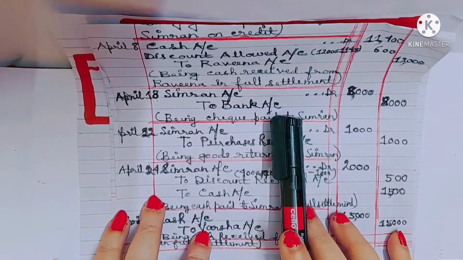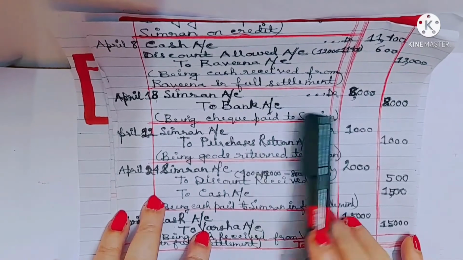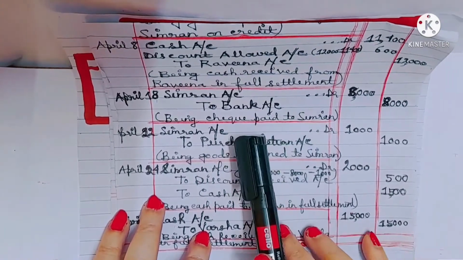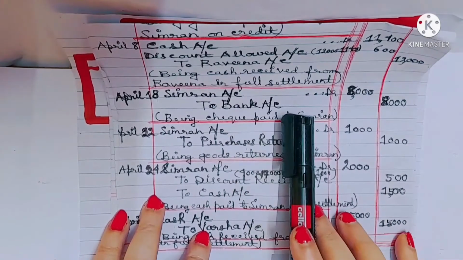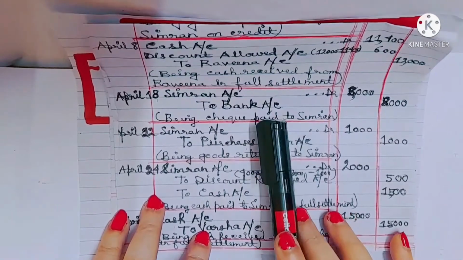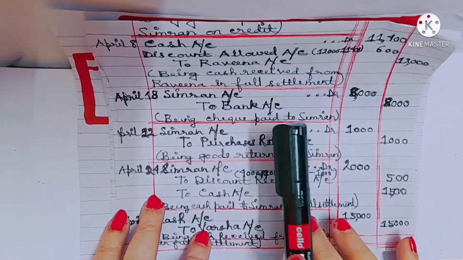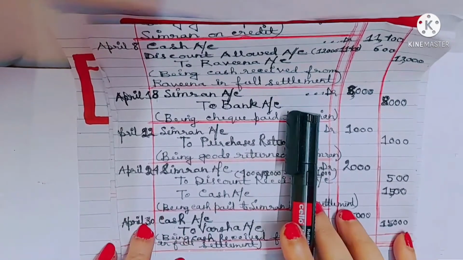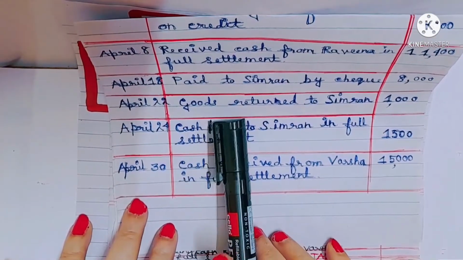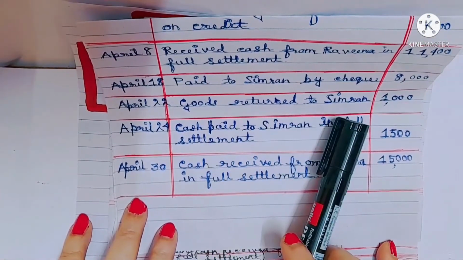Money is going out from the banker. Whenever Mamuni gives a check to Simran, 8,000 gets deducted from the bank. So bank is the giver of money. So that is the reason bank account should be credited. Let's see the next transaction. See, on 22nd April, goods returned to Simran, 1,000.